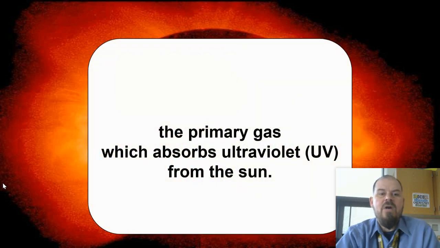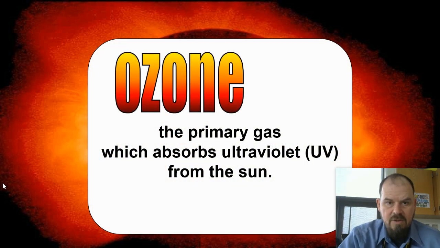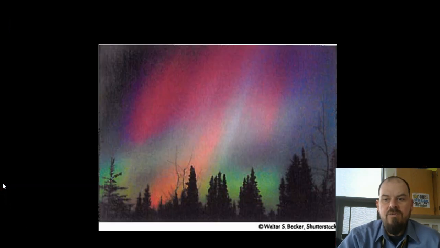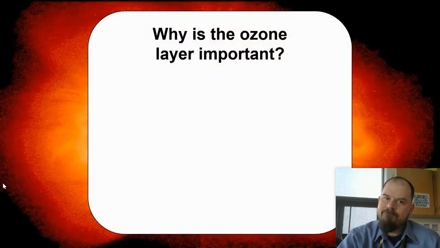So the primary gas that absorbs UV is ozone. Next to ozone, you're writing this. And we're going to get into the greenhouse gases. This is Aurora Borealis, the northern lights. And yes, the ozone layer is breaking down. So here's a picture of where the hole in the ozone layer is. I hear it's been shrinking.